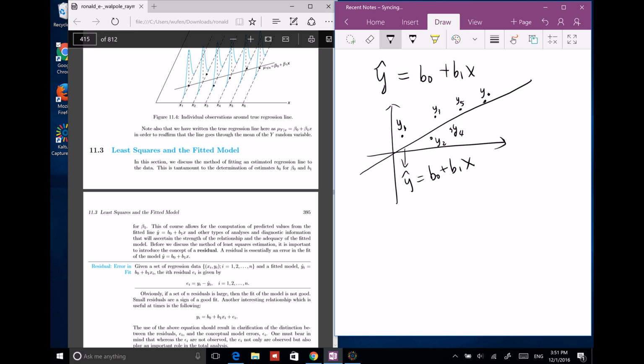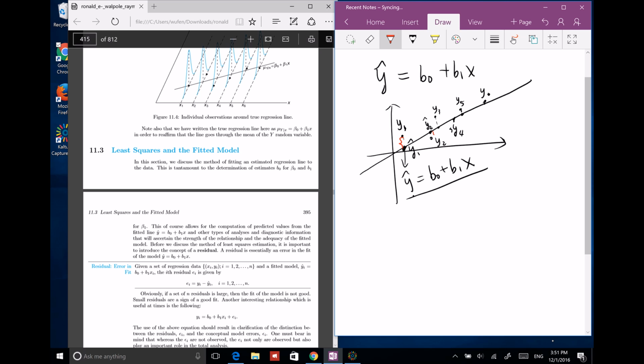We have the approximation for the y. Okay, so for this model here, we got y is this one. This is y1 hat, this is y2 hat, and y3 hat. y4 hat is here, y5 hat. So for each y, you have an estimated value. This is y, this is another y. You can see for each of them, there is an error.